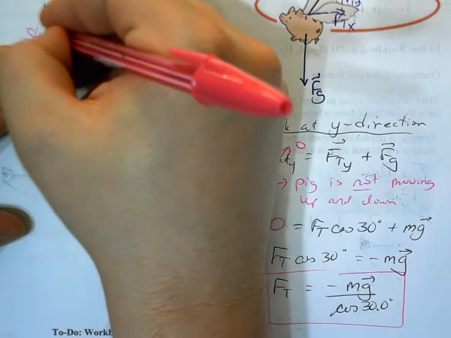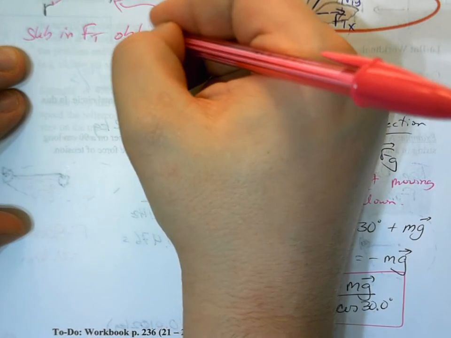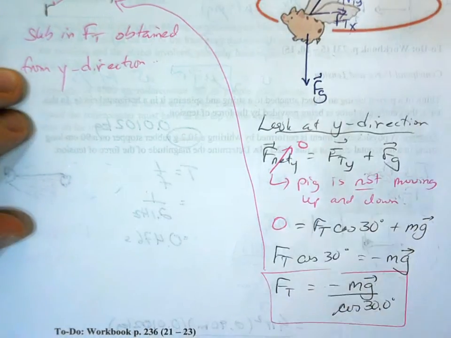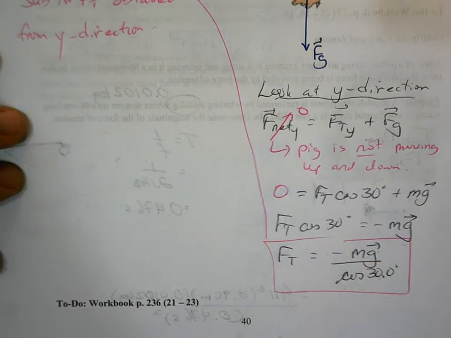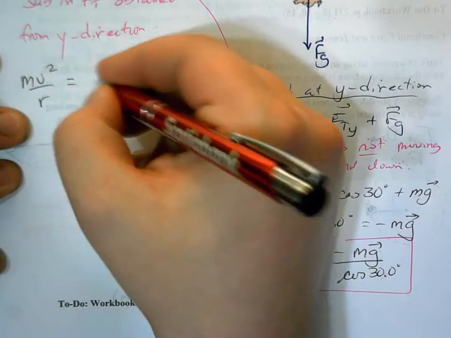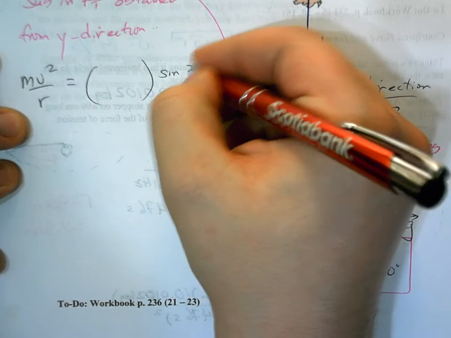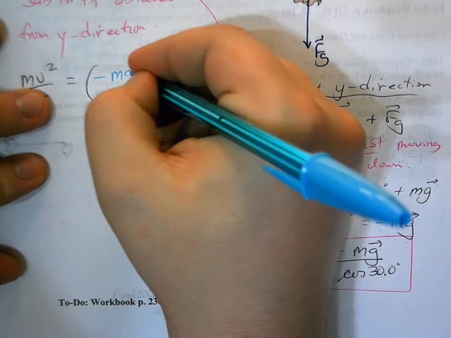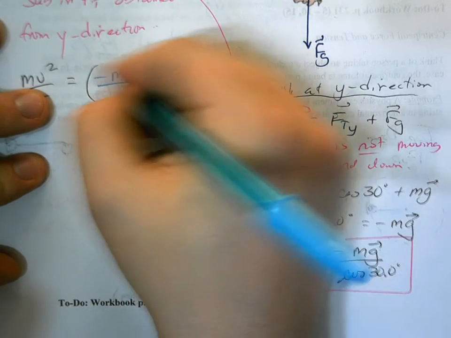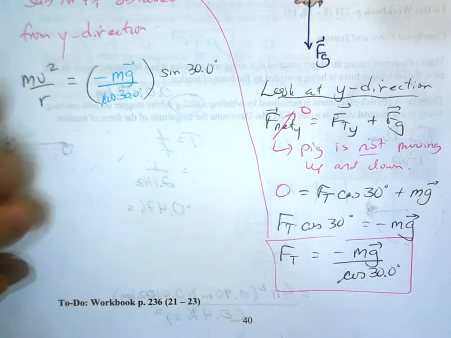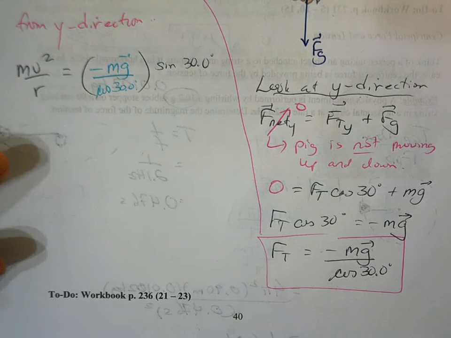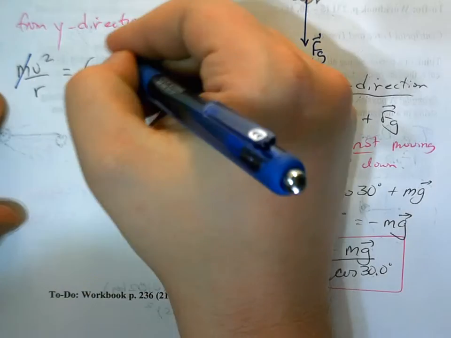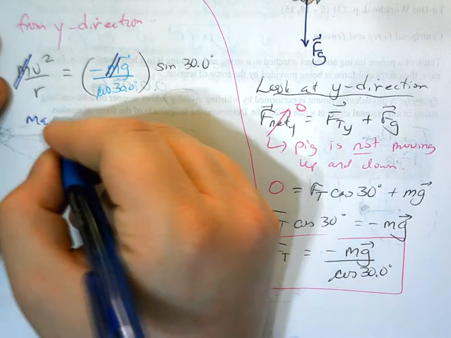So we're going to sub in Ft obtained from the y direction. This may help us out. We'll see. So I still have mv squared over r, and then I'm going to plug in that value for Ft, which we said was negative mg divided by cosine of 30. Well, hang on a second here. I have a mass term on the left side. I have a mass term on the right side. Mass is going to cancel out. This is good.